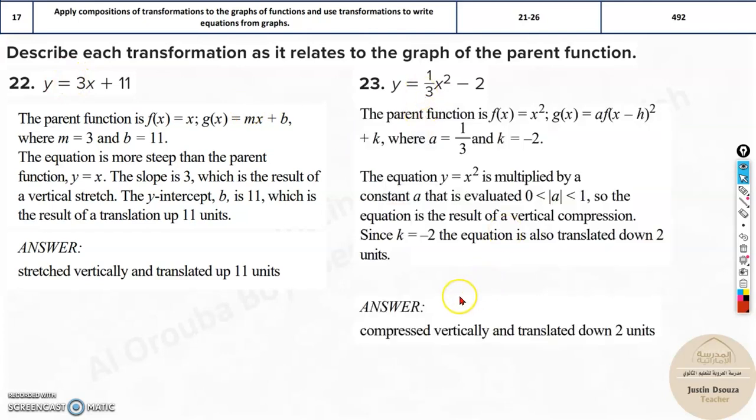What about over here? You can see it's compressed vertically because it's less than 1, 0.33, which means 1 by 3. So compressed vertically and translated 2 units down. This is minus 2, so it goes down by 2 units.